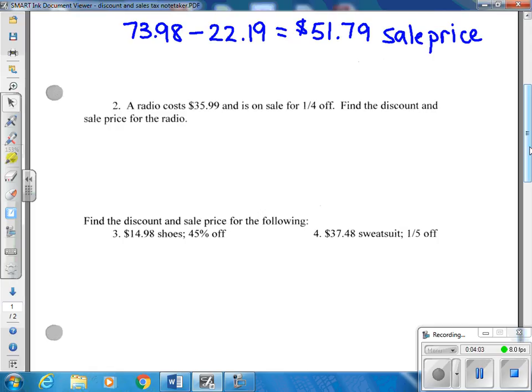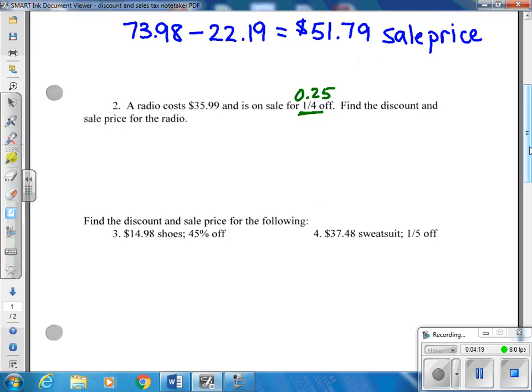Sometimes it gives it to you in fraction. You do the same thing though. You always change that discount rate to a decimal. So for 1/4, the very first thing I'm going to do is turn that to 0.25 because that's what I'm multiplying by. And once again, we need to find both pieces, the discount and the sale price for our answer.